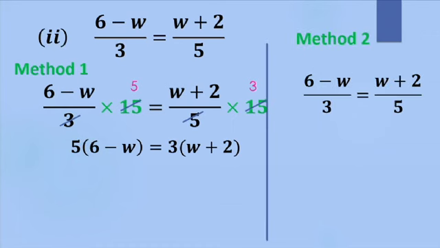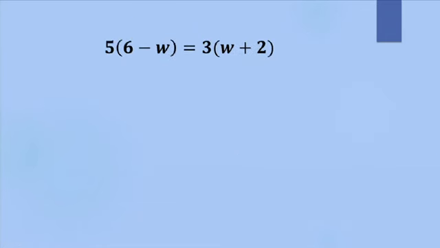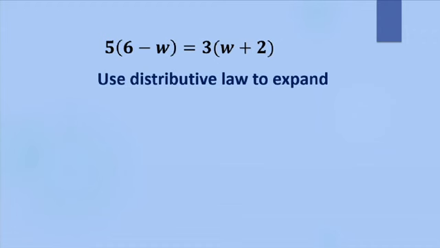Here, if you cross multiply, you will get 5 into 6 minus w equal to 3 into w plus 2. So you can see that both methods will give you the same thing. You can see both lines are same. So I will use whichever method, but I'll get the same line here. Now I'll proceed with this line. So 5 into 6 minus w equal to 3 into w plus 2. So we use the distributive law to expand.